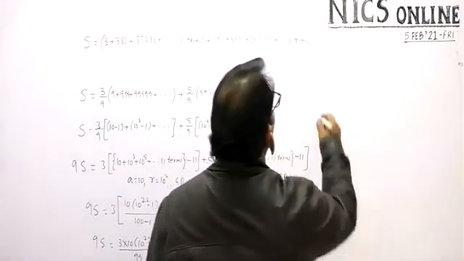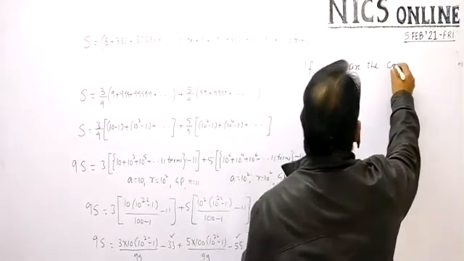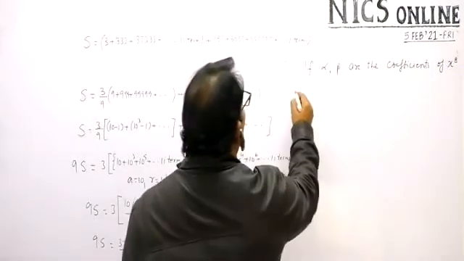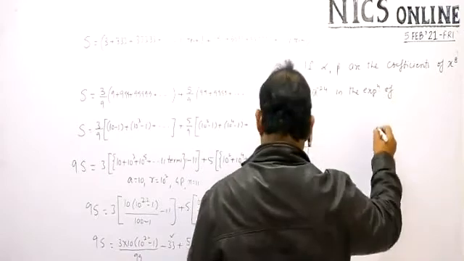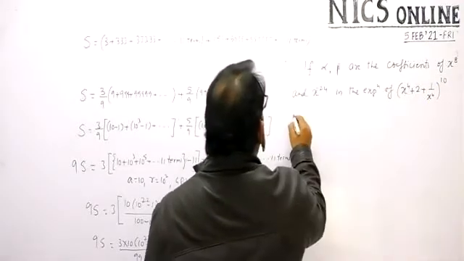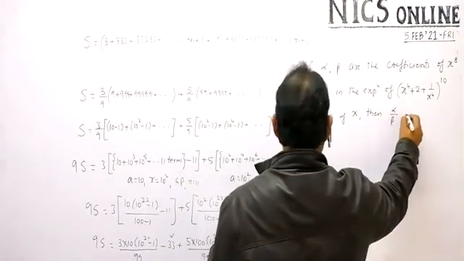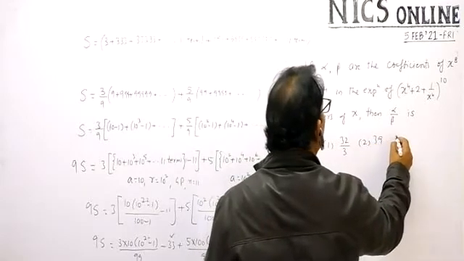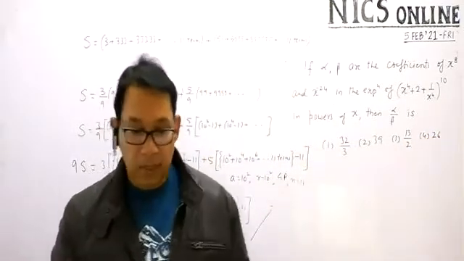Question is, if alpha, beta are the coefficients of x to the power 8 and x to the power minus 24 in the expansion of (x to the power 4 plus 2 plus 1 by x to the power 4) to the power 10 in powers of x, then alpha by beta is: option 1, 32 by 3; second option, 29; third option, 13 by 2; and the fourth option is 26. The next question is on binomial.